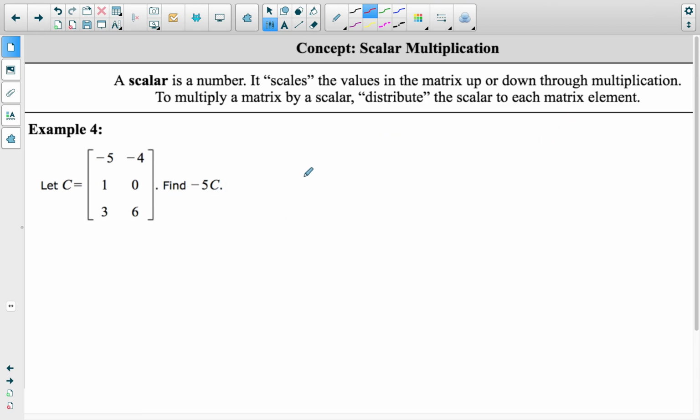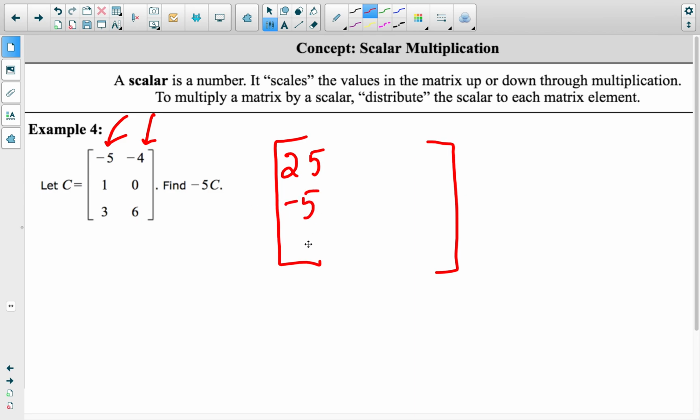We're going to take -5 times matrix C. So we're going to take -5 and multiply it by every single number here. Our solution is going to be another 3 by 2 matrix. -5 times -5, I'll have 25 in the top left. -5 times 1, I have -5 in that middle row. Then -15, and we're just going to keep multiplying. 20, 0, and -30.